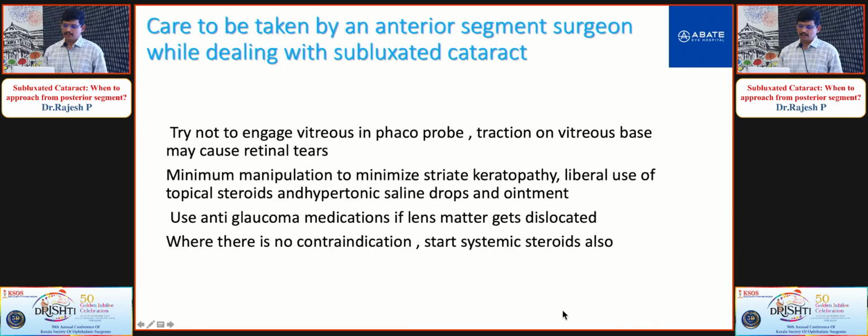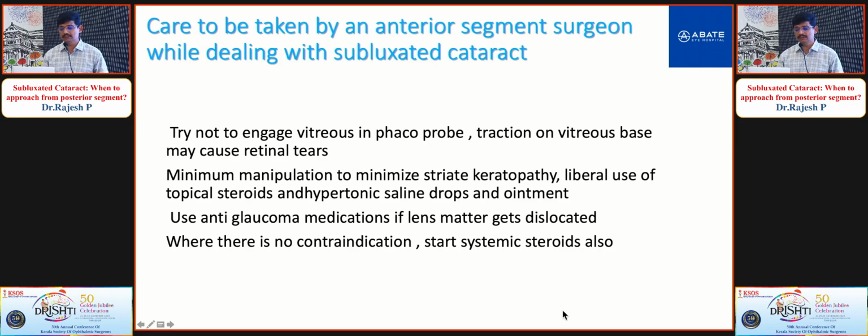So what are the cares, the precautions to be taken by the anterior segment surgeon when dealing with the subluxated cataract? Most of the cataract surgeons will not do all these things, but still someone who is starting the surgery can end up with complications like engaging vitreous in the phacoprobe. Whenever there is subluxation, there will be some vitreous in the anterior chamber. So if it is not properly dealt with, it can get into the phacoprobe, and pulling on the vitreous in the anterior chamber can cause peripheral retinal tears.